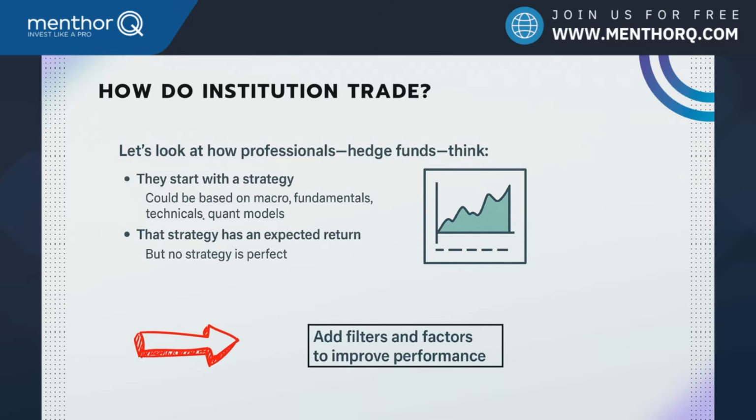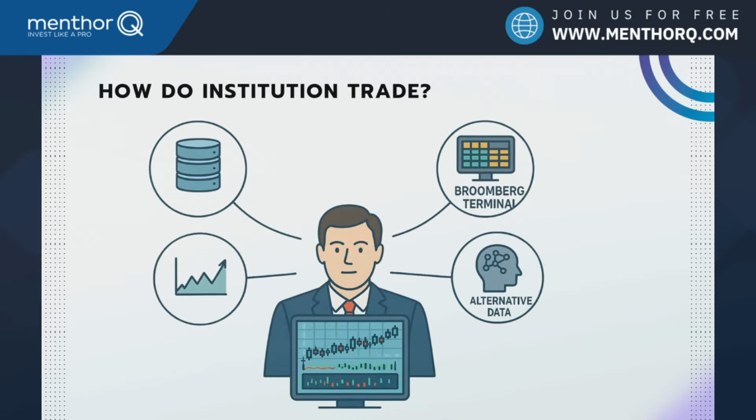So the goal of an institutional player is to always adjust their strategy, always add filters or factors that can improve performance. They look at ways to avoid false signals, enter earlier with higher confidence, cut losses faster, and scale when probability increases. And how do they do that? They buy a lot of data, a lot of data. I was selling data to hedge funds, and that's what they do.